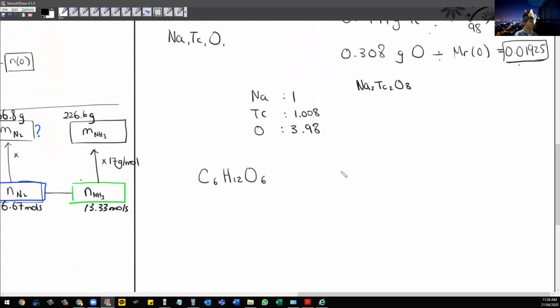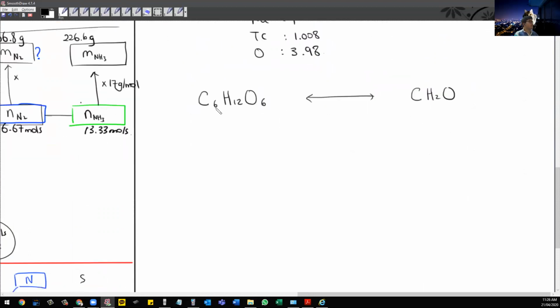C6H12O6. And the empirical formula for that is CH2O. I'll tell you the reason why. Let's figure out the percentage composition of carbon, hydrogen, and oxygen there, okay?